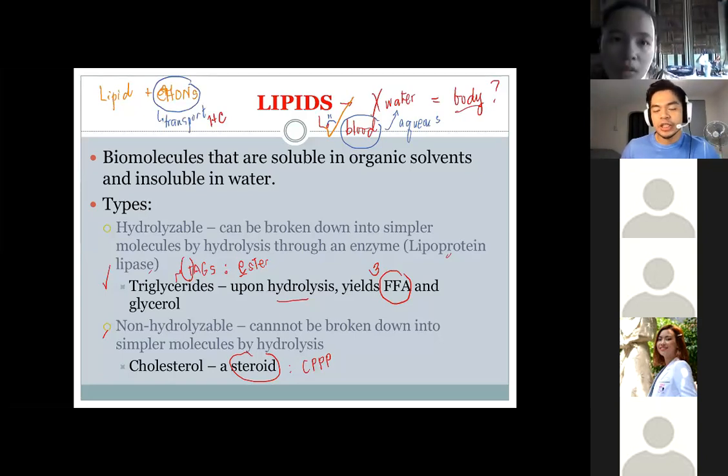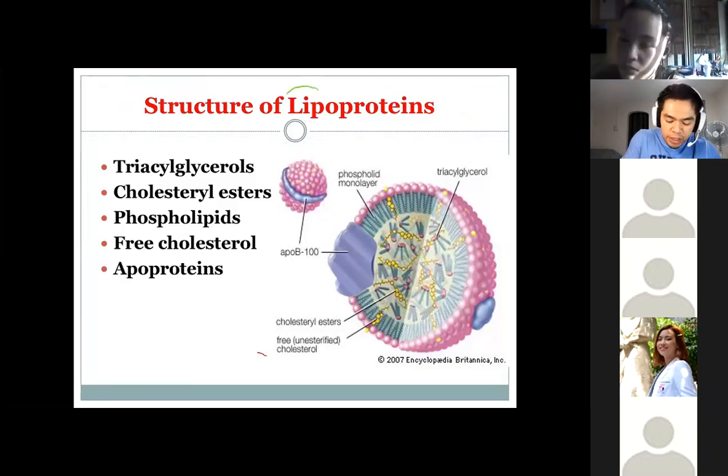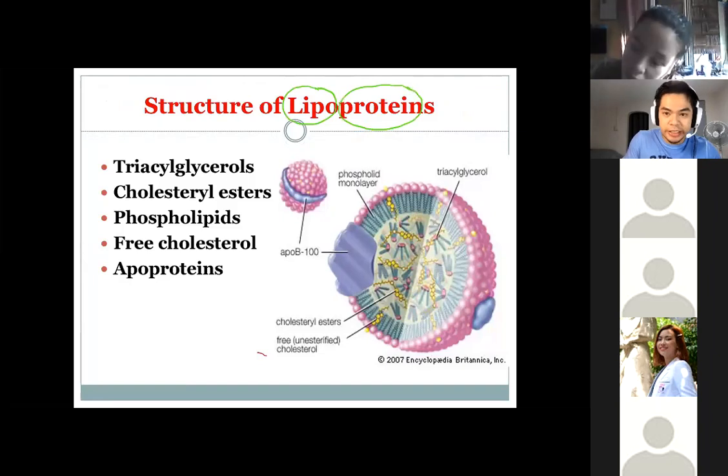Kaya for lipids to be transported with the blood and therefore be utilized in the different parts of the body, they have to be combined with proteins. That's why we have the term called lipoproteins. Okay? So basically, lipoproteins, this is the combination of lipids, and then we have the proteins. Specifically, what are the lipid components of lipoproteins?